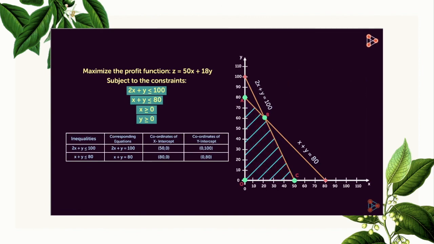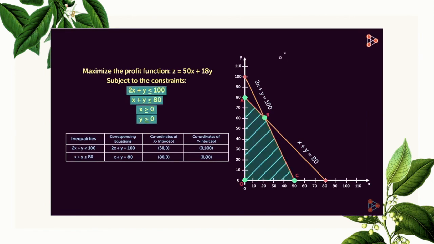For instance, let's take the point 30, 40. If we substitute these values for x and y respectively in the linear inequality x plus y is less than equal to 80, we will see that the point satisfies the linear inequality. In this way, every point within and on the boundary of the feasible region can be the feasible solution for the given problem. It means the points on and within the region satisfy the linear constraints.